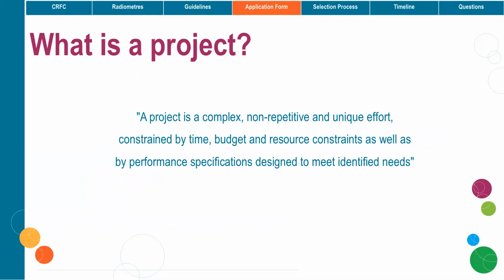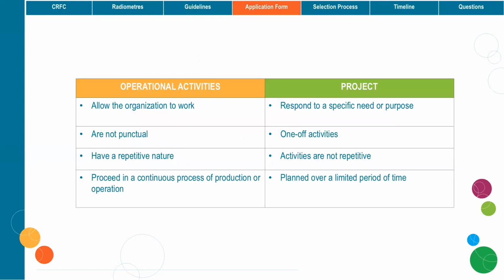Before we go directly into the application form, I thought that maybe we can discuss a bit about what a project is to make sure we have a common understanding before we go on. So a project is a complex, non-repetitive, and unique effort, and it's bounded by time, budget, and resource constraints, and it has the purpose of responding to a need. We will come back to this notion of need and the importance of identifying it right at the beginning of your project. But for now, we will focus on making the distinction between a project and the operational activity of a radio station or any organization.